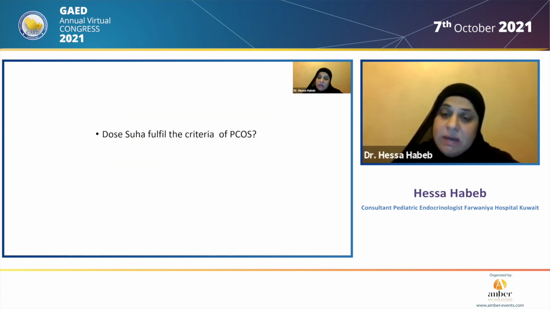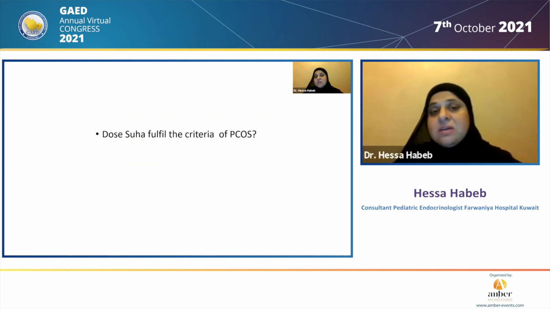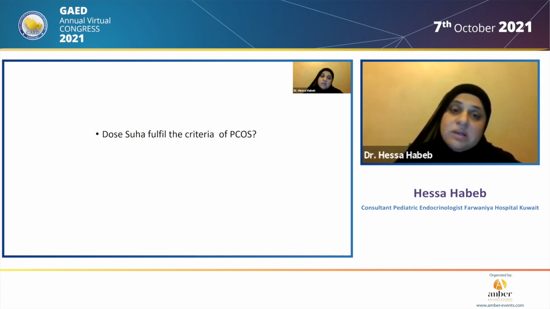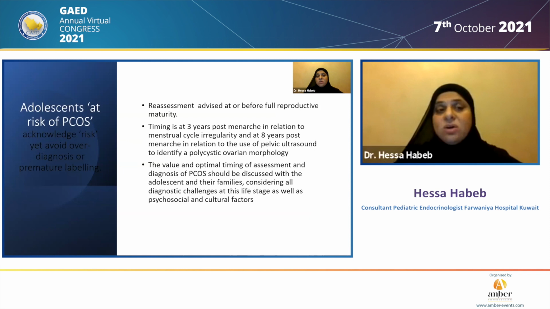So SOHA has clinical hyperandrogenism, but she's still under workup. And of course, she is not yet pubertal, as was clearly stated by her Tanner staging and examination. But she might be at risk of developing polycystic ovary syndrome.